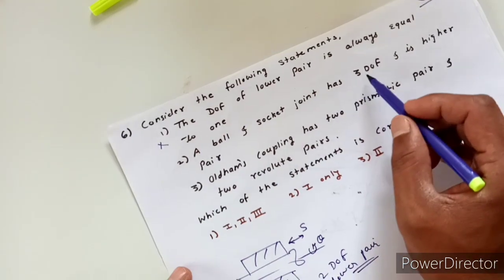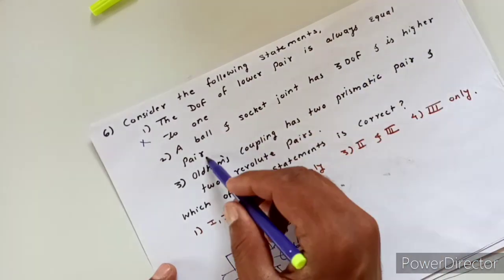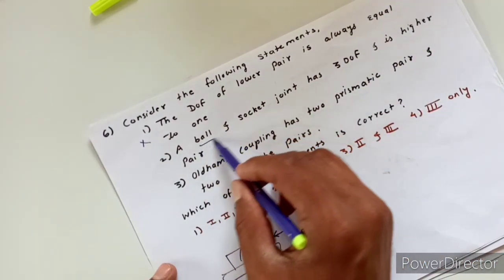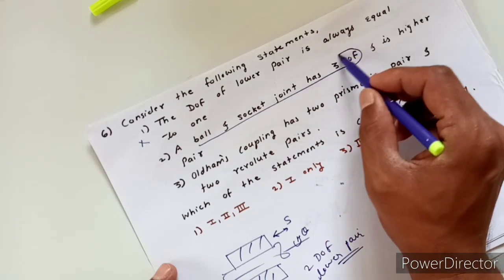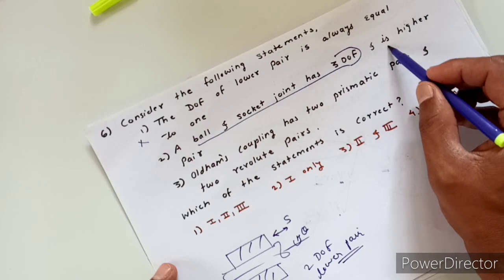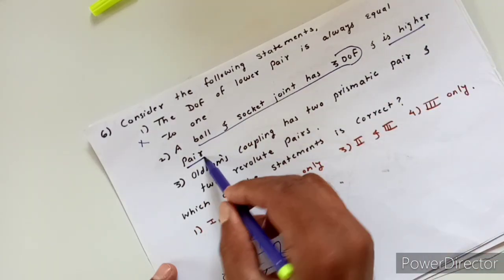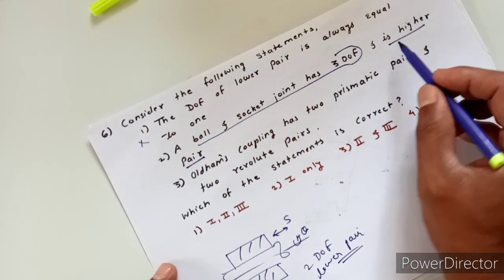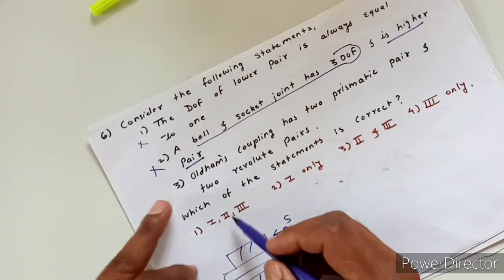A ball and socket joint has 3 degrees of freedom and is a higher pair. A ball and socket joint has 3 degrees of freedom. This is true because a ball and socket joint forms a spherical pair, but it is not a higher pair. A ball and socket joint ideally forms a lower pair. So this is not the correct statement.